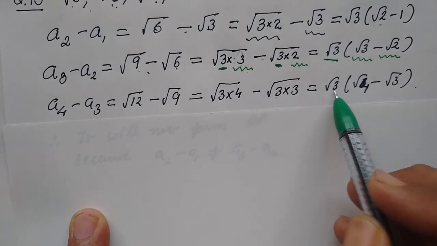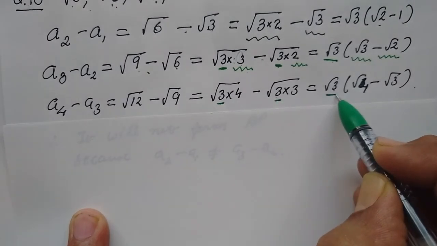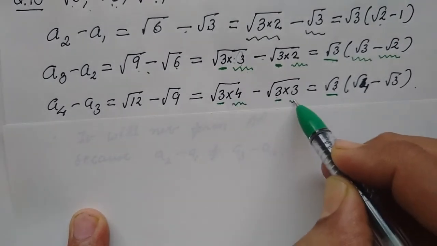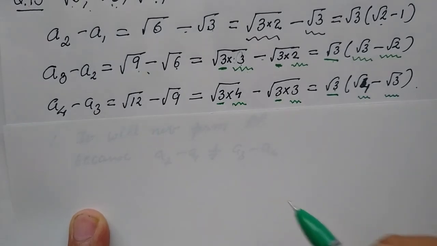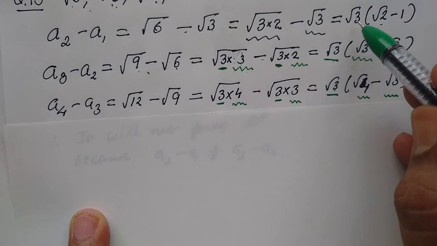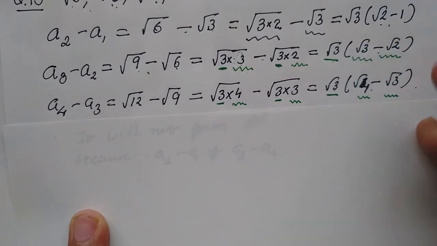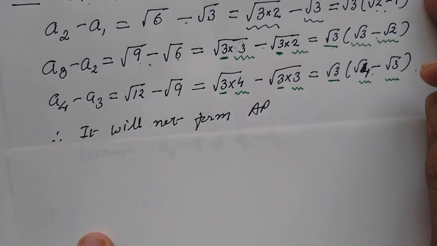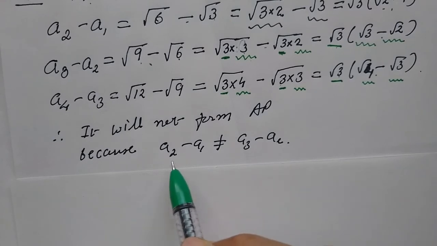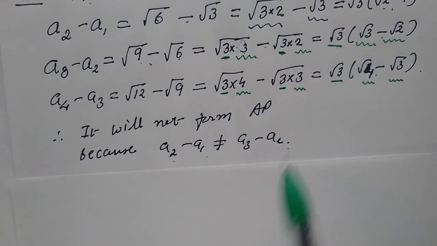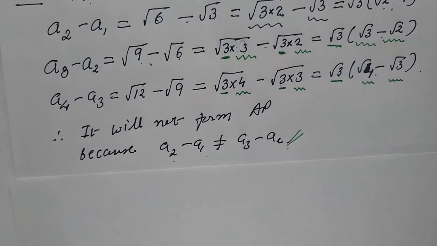So root 3 out. This 3. This 3. So that is here. And this 4. This 3. It is here children. Okay. Now children, obviously you can see that outside root 3 is common. But this and this, all three are different. Therefore, our answer is it will not form an AP because A2 minus A1 is not equal to A3 minus A2. Clear? Next sum.